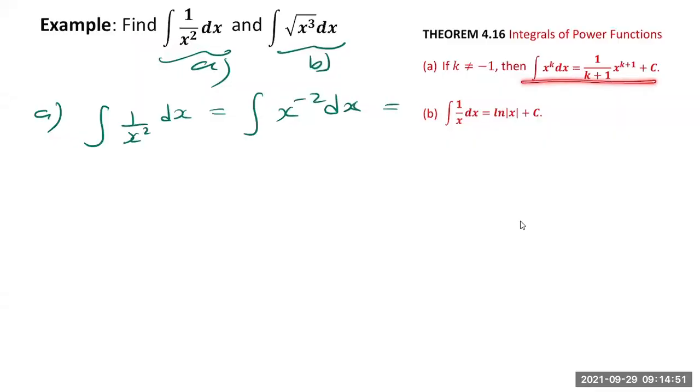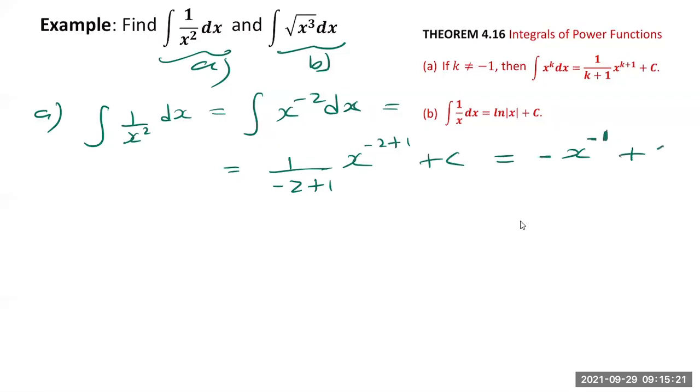Here is my formula again, so I can apply it here. As you can see, the value of k is minus 2. Applying the formula, you get 1 over minus 2 plus 1, times x to the power minus 2 plus 1, plus c. Simplifying, you get minus x to the power minus 1 plus c. That is the indefinite integral of 1 over x squared. Let's move on to part B.